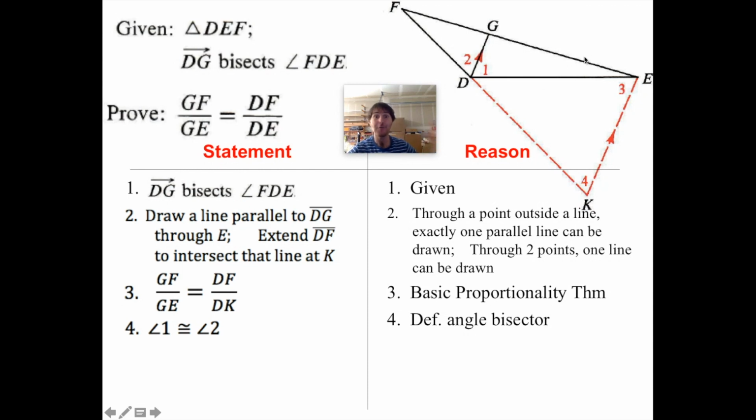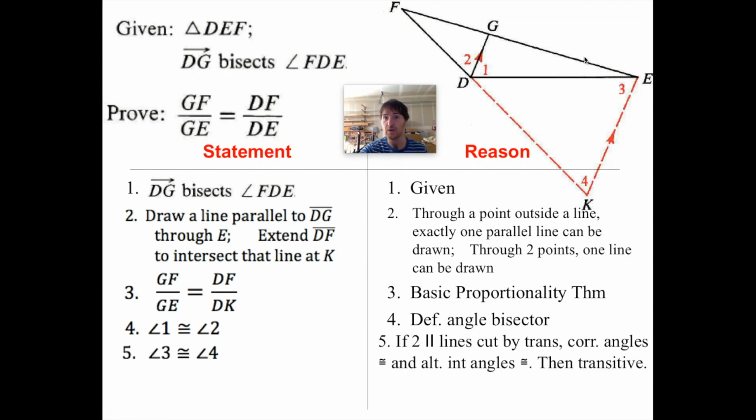So think about that. All 4 of those angles have to be congruent, and boom, we will say that as such right here. Okay, angle 1 congruent to angle 3, because if 2 parallel lines are cut by a transversal, alternate interior angles are congruent. Angle 2 congruent to angle 4. If 2 parallel lines are cut by a transversal, corresponding angles are congruent.